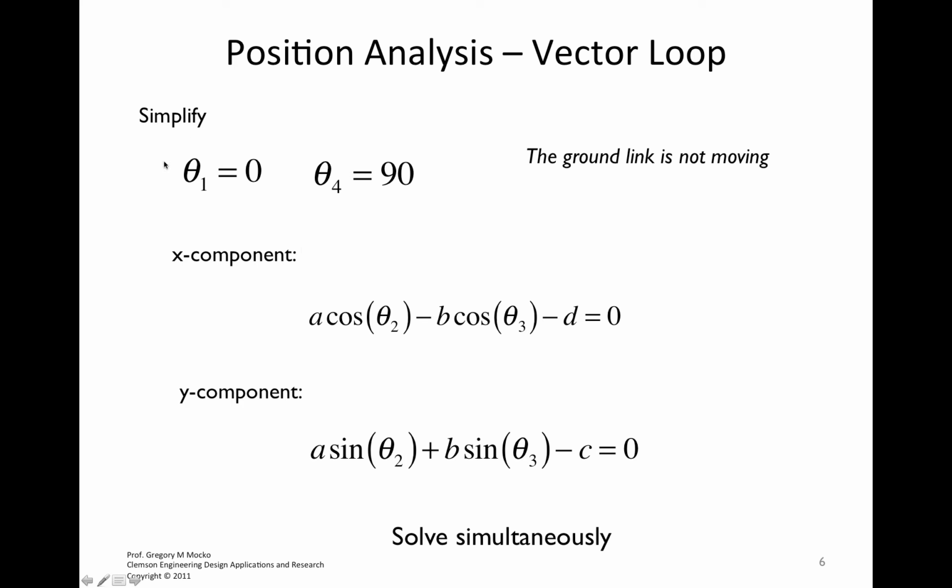We know some things. So here are the things that we know. In this case, we know that vector 1 is aligned with the x-axis, so theta 1 is 0. The other thing that we know is that theta 4 is 90 degrees. So we can simplify our expression. When we simplify our expression, what we end up with is A cosine theta 2 minus B cosine theta 3 minus D is equal to 0. And the y component is A sine of theta 2 plus B sine of theta 3 minus C is equal to 0. So these two expressions now we can solve simultaneously.